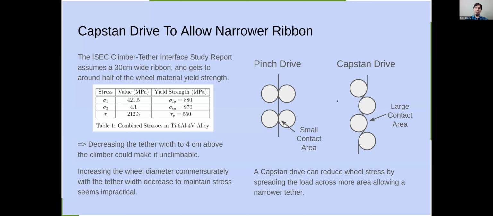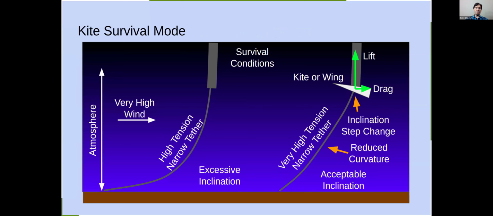We want to move to a capstan drive. In a capstan drive, the tether is in contact with the rollers over a much larger arc. This reduces the pressure in the rollers, and this should allow us to go from a 30 centimeter tether down to a 4 centimeter one without breaking the rollers.